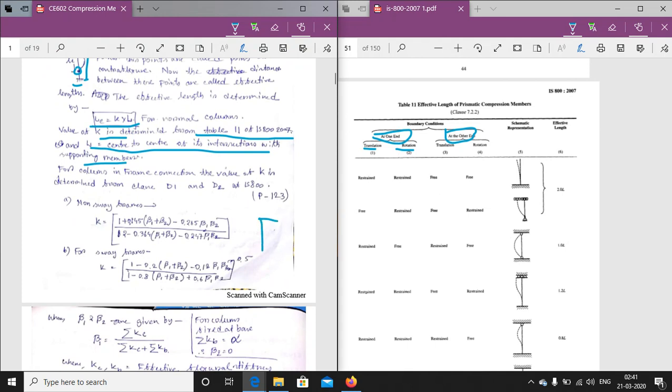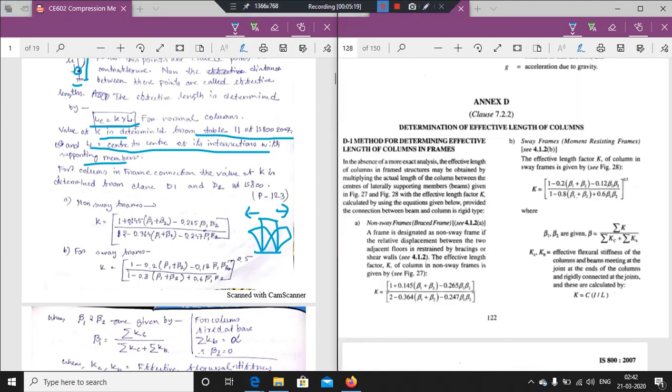If this is a sway frame, the frame will move like this. I think you know this from structural analysis. It is called the sway frame, and if the frame is braced, so that it does not move, it is called a non-sway frame. So depending on sway and non-sway frames, there are two effective length factors. It is based on clauses D1 and D2 of IS 800 on page 123. This is for the non-sway frames and this is for the sway frames.